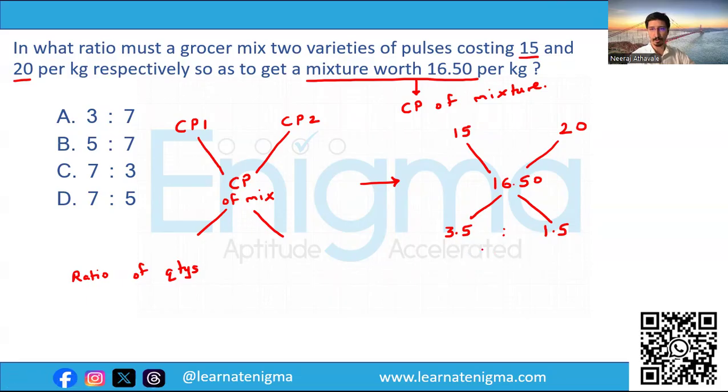If you are getting confused with the decimal point, you can eliminate that. You can write this down as 35 is to 15. You can reduce it further, divide it by 5. That will give you 7 is to 3. So the answer here is option C, 7 is to 3.